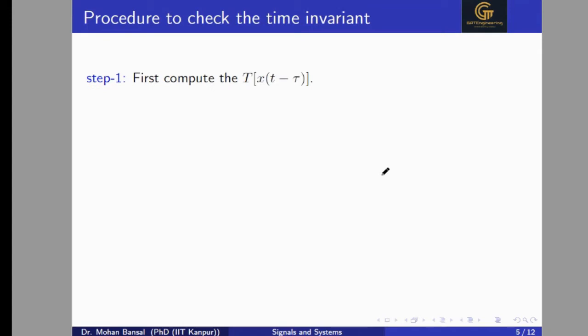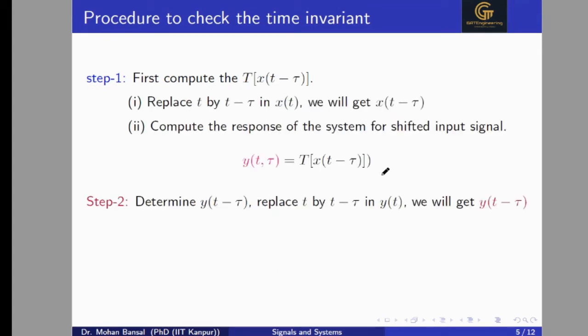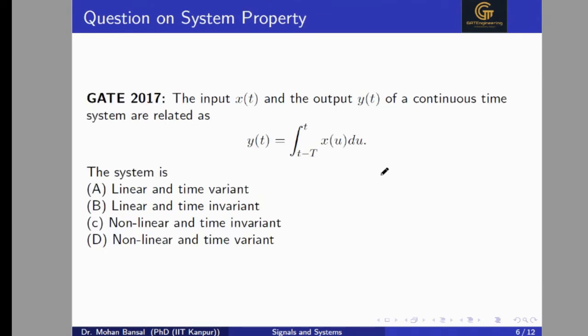So now we'll solve one problem. That problem was asked in the GATE exam, GATE 2017, and the relation is given between input x(t) and output y(t). y(t) is given as the integration of x(u) du. We have to check the linearity and time invariant property of the system. So we will have to identify that. What will we do?